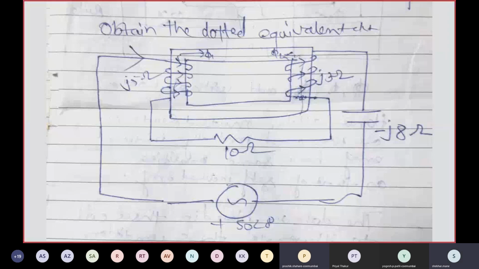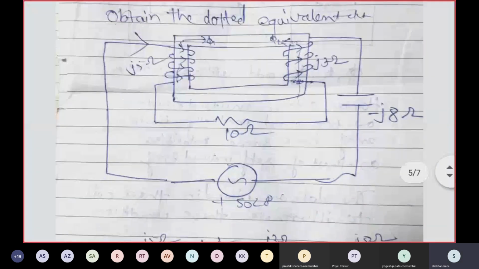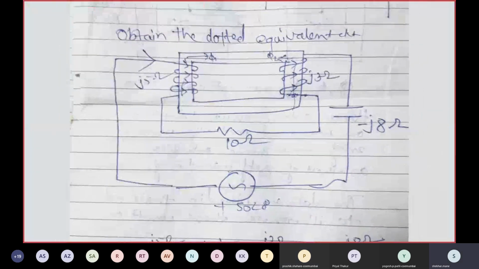Now you can see this diagram. Obtain the dotted equivalent circuit. Now this core is there and winding is there. j5 ohm is the inductance of this coil, and j3 ohm is the inductance of that coil.